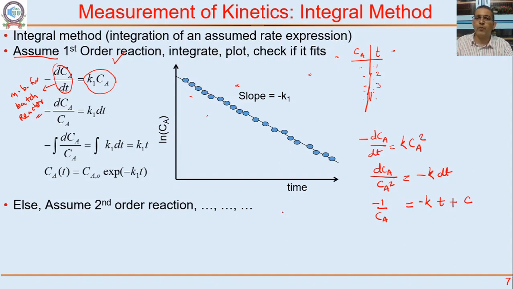And then if you plot 1 by CA versus t, then you should get a straight line behavior. That's what this is telling. If you don't get a straight line, that means it is also not a second order reaction, right? If you don't get a straight line, in this case ln CA versus time, it is not a first order reaction. If you don't get a straight line between 1 by CA versus t, it is not a second order reaction. Then you try third order, then we try fourth order, right? And so on. So that is what our integral method is. So recall these two methods of doing analysis, differential and integral.